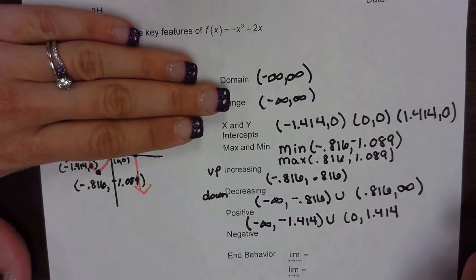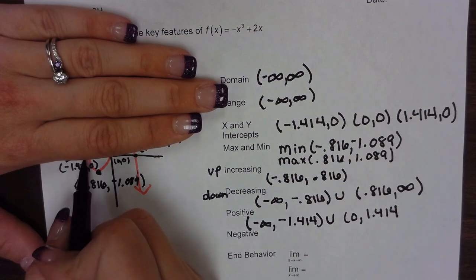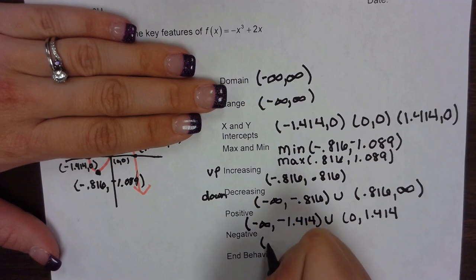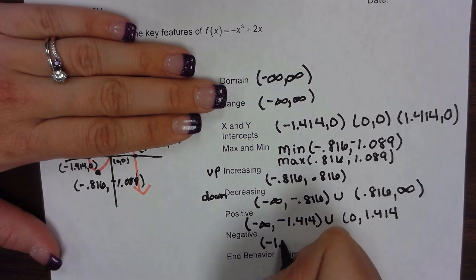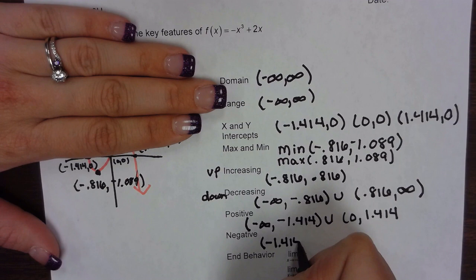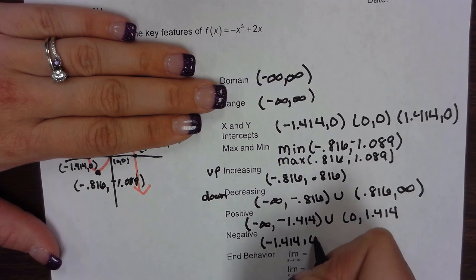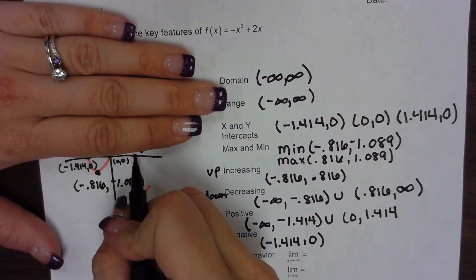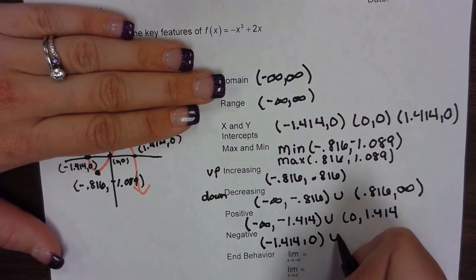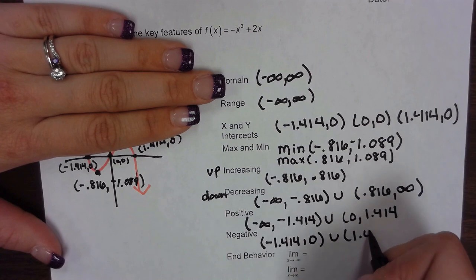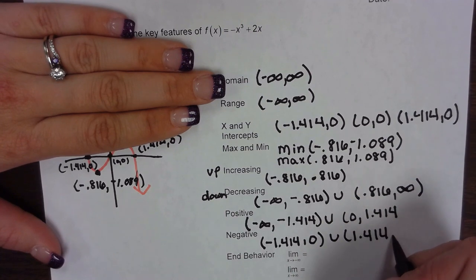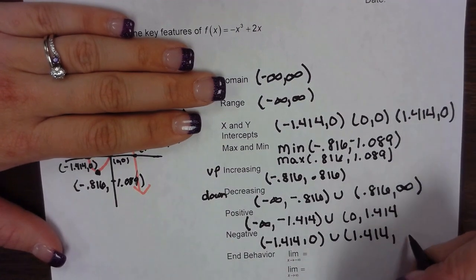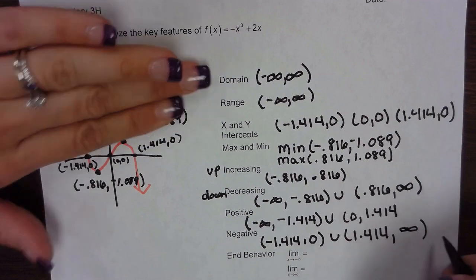Negative, cover the top. Where's the first part where it's negative? This u here. If I see the x values, I get negative 1.414 to 0, goes all the way to 0. And where does it start again? At 1.414. And it keeps going down all the way to the right, which is infinity.